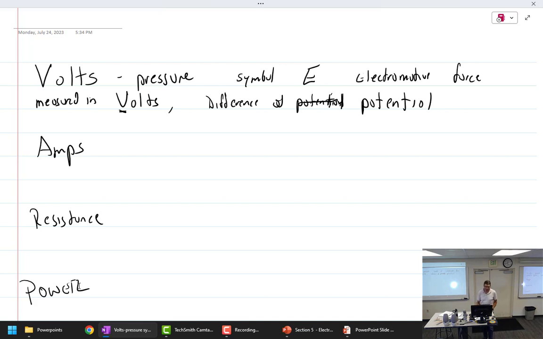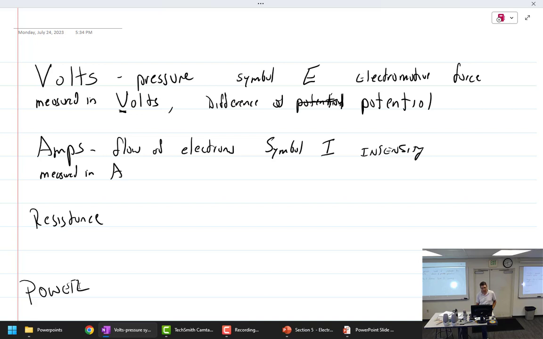Amps is actually the flow of electrons. The symbol is I for intensity, which doesn't make a lot of sense. It's measured in amps. So amps is measured in amps and volts is measured in volts. So you gotta love that.